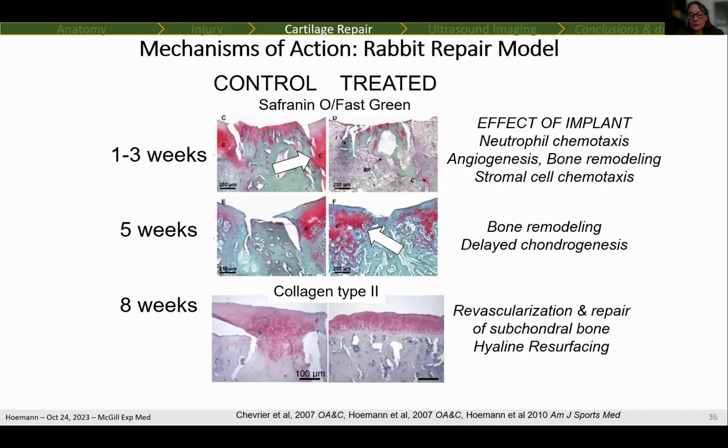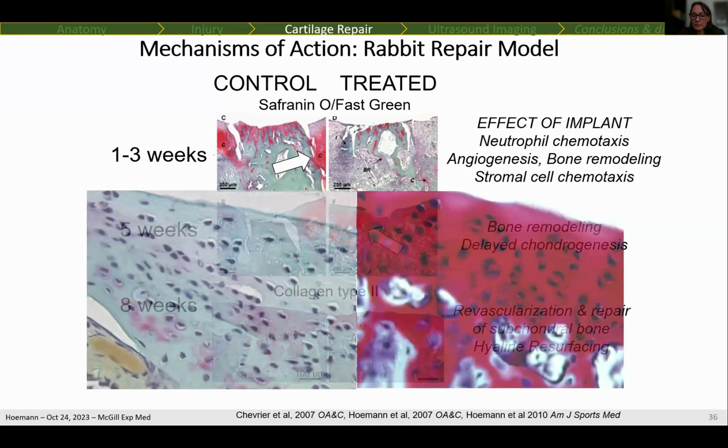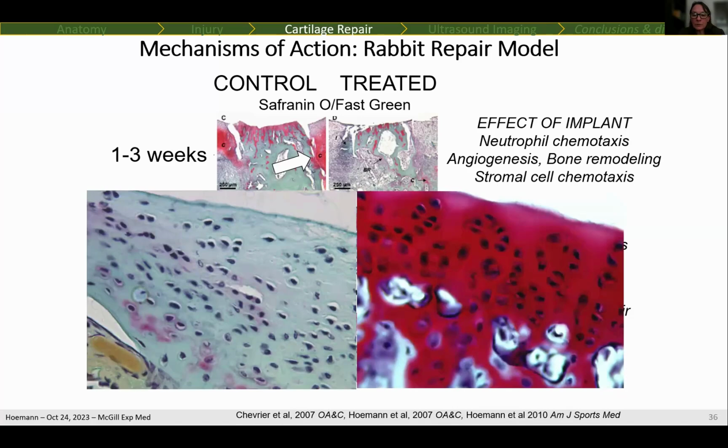So all this work led us to understand the mechanisms of action in rabbit repair, that in early repair, the implant attracts neutrophils, angiogenesis. It really is a wound repair response, and you can get this bone remodeling, and this is all the work of Annick Chevrier. Delayed chondrogenesis, because if you delay chondrogenesis with the remodeling, then you can get a real regenerative response where you have articular cartilage growing up into the articular cavity. And this is the difference you can see in the treated and untreated and the best cases.